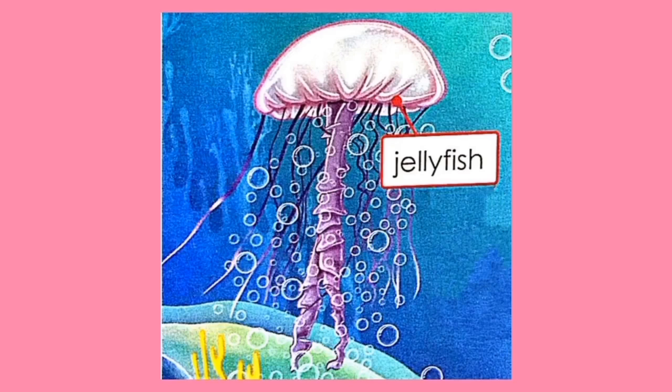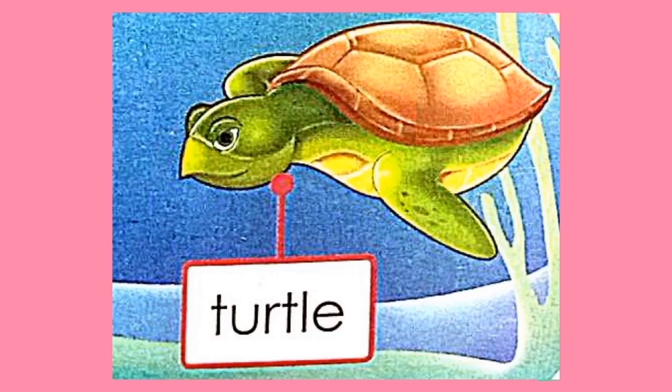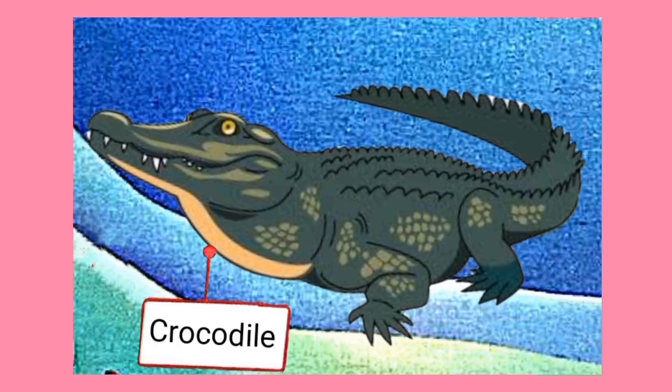This is a jellyfish. It looks like an umbrella. This is a crab. It has 10 legs and 2 small eyes. This is a turtle. It lives in water as well as on land. This is a crocodile. It is also a large water animal. It lives on land also.